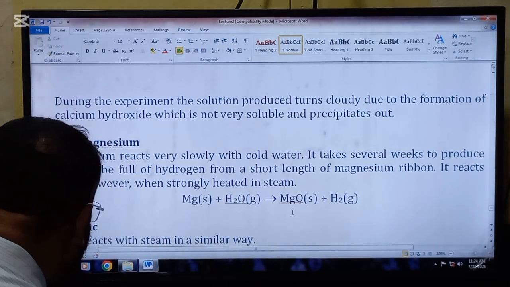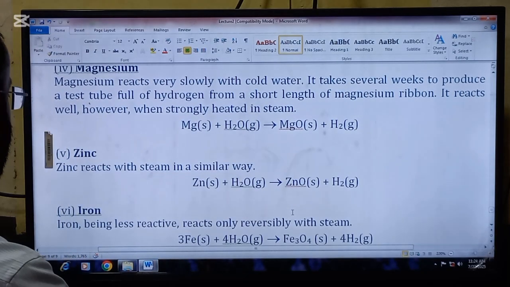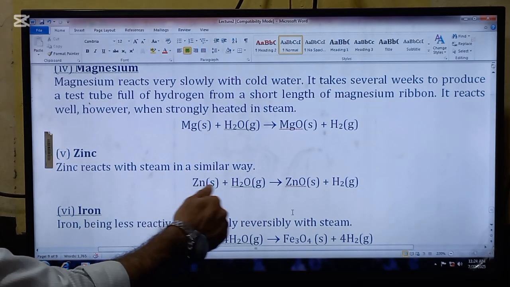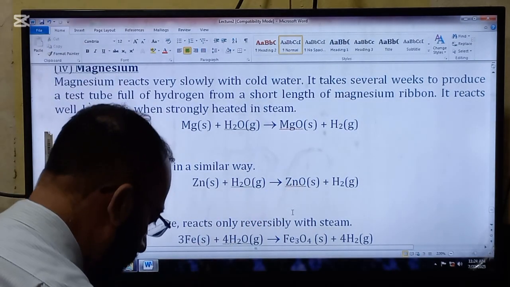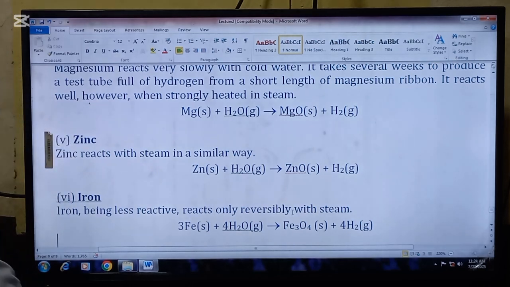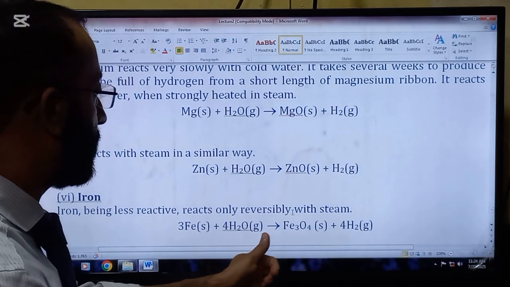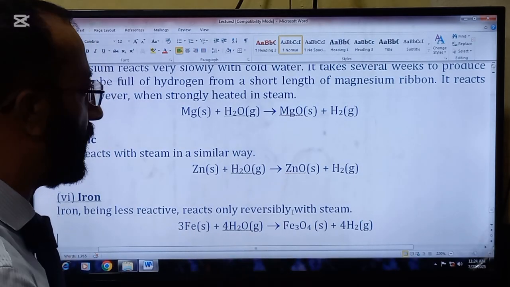The next metal that is going to be reacted with water is zinc. Zinc reacts with steam in a similar way, and here is the reaction. The next metal that we are going to discuss is iron. Iron, being less reactive, reacts only reversibly with steam, and here is the reaction.